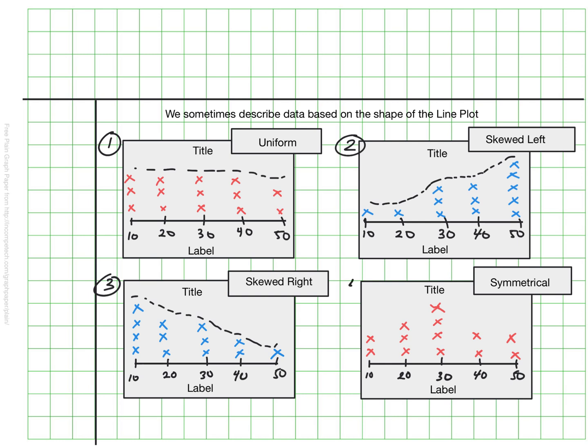And this last one I've labeled as symmetrical, right? It's not a perfectly symmetrical line, but it kind of goes up and back down, and the peak is right there in the middle. So we would refer to that as symmetrical. There's a lot more vocabulary that comes with line plots and dot plots, but that should be a good place for us to get started.